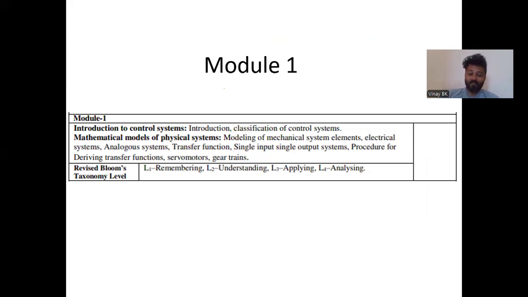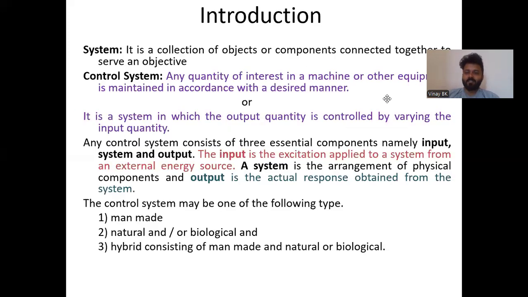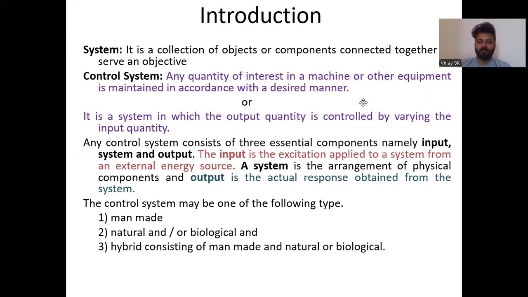Module 1 has an introduction to control systems, including classification of control systems. In the second chapter, we'll have the mathematical models of physical systems, which includes mechanical element systems, electrical systems, analogous systems, and also transfer functions, single input, single output systems, the procedure for deriving transfer functions, servo motors, and gear trains. You can easily target 20 out of 20 in the external examination for both ECE and electrical students. Now you can see the introduction part.